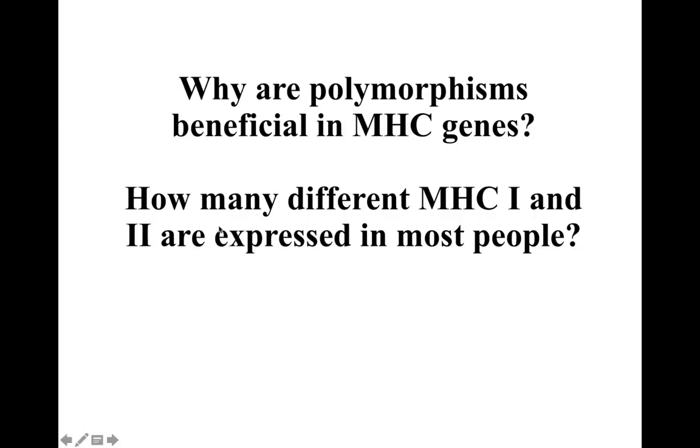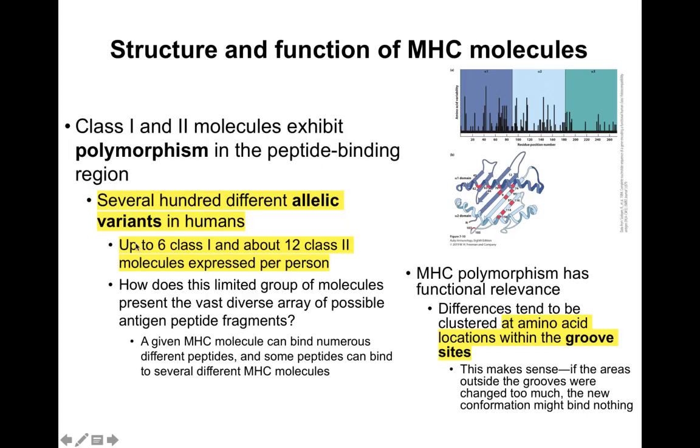And how many different MHC1 and 2 are expressed in most people? Most people have 6 different class 1 molecules and about 12 different class 2 molecules. You get 3 class 1 from each parent, so you get 6 class 1 total, and you get about 6 different class 2 molecules from each parent, so you get 12 total because you have 1 set from each parent.